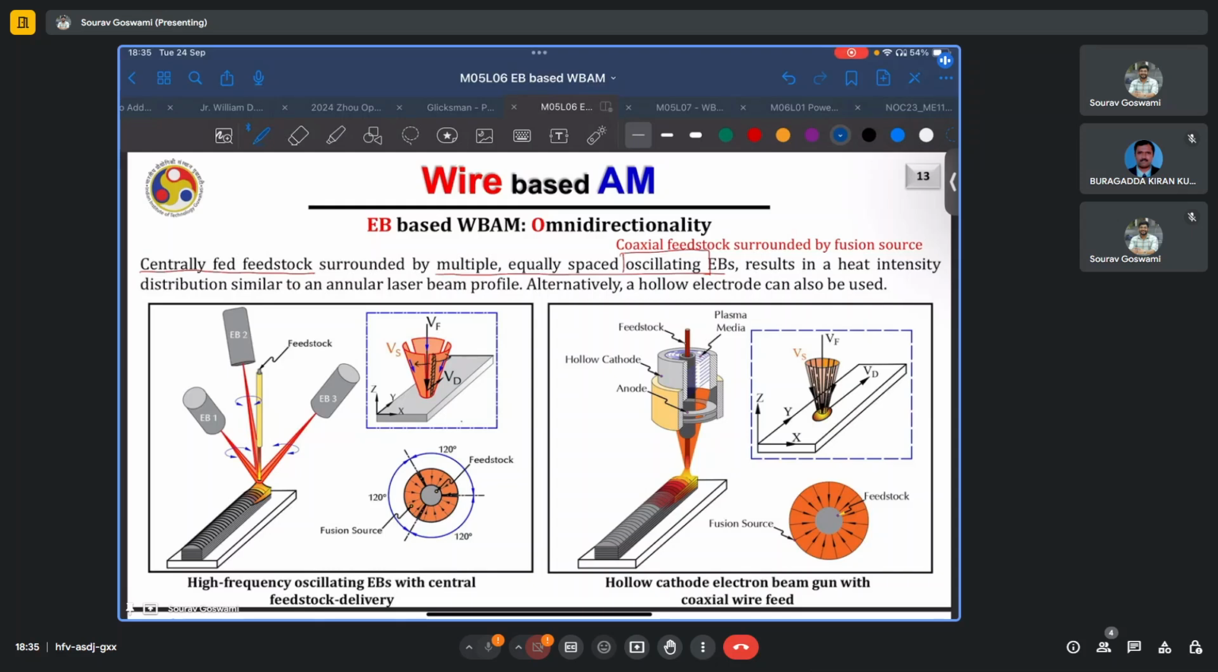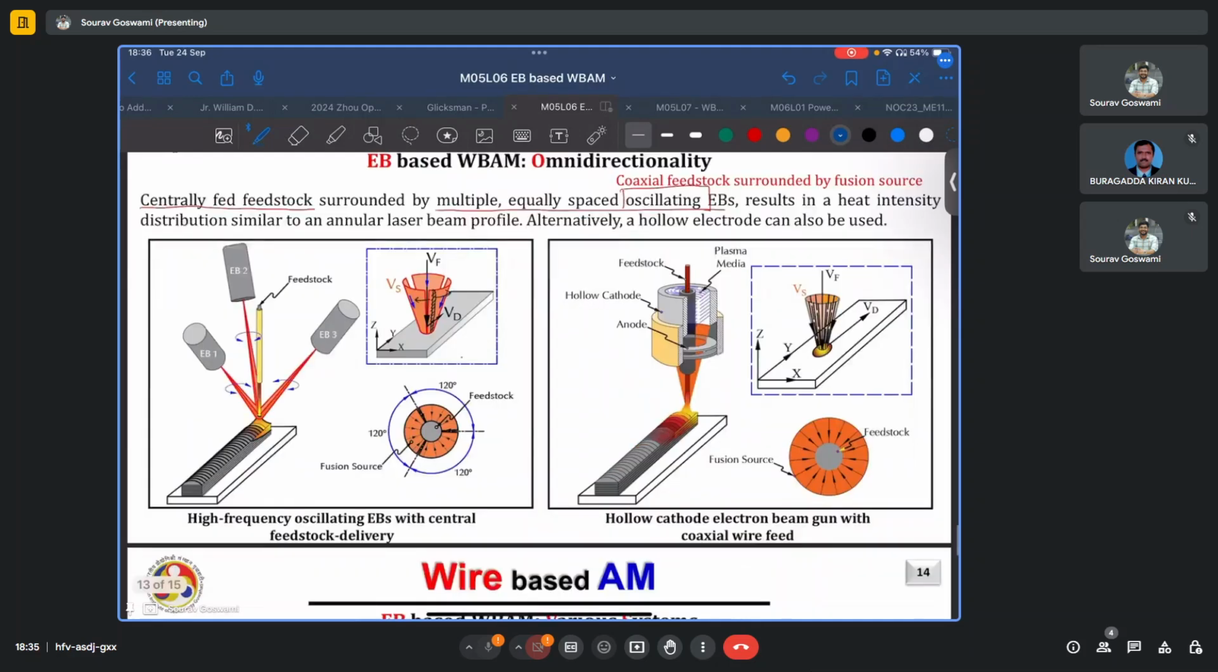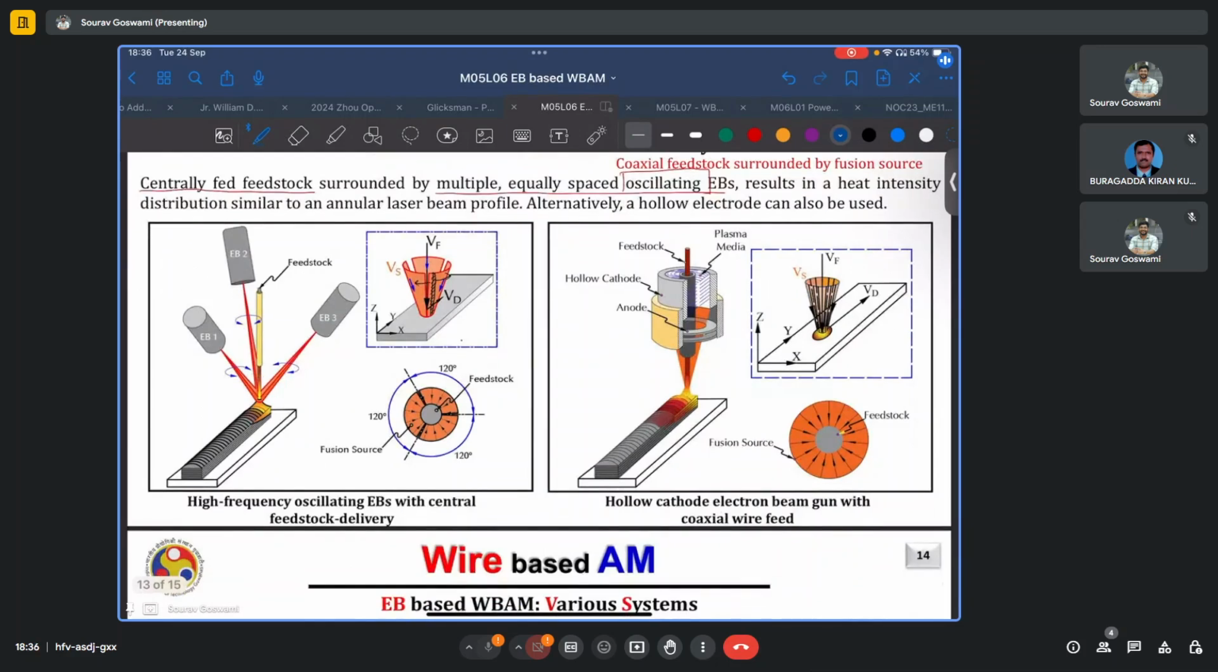And this results in a heat intensity distribution which is somewhat similar to an annular laser beam profile. Alternatively, also a hollow electrode can be used, such as shown in the figure on the right. So in one case, you had three discrete electron beams contributing to omnidirectionality, and in the other case, you only had one beam which was split or made hollow into a donut-like shape, annular shape.